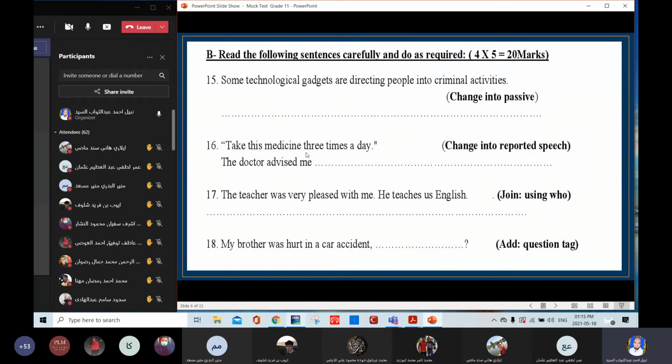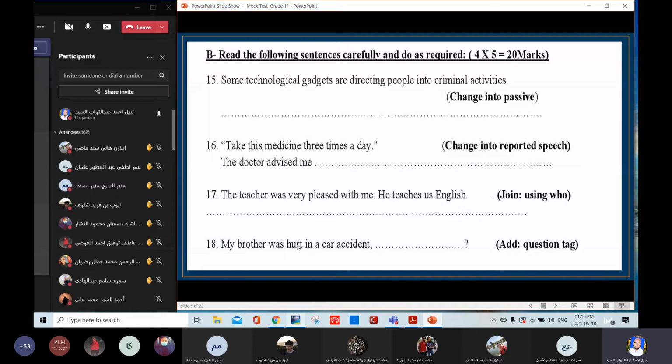The second exercise here, this is direct speech or actual words. You are going to change it into reported speech or indirect, but begin with the doctor advised me. Note the sentence in brackets: is it a statement or a question or imperative? And the third one, these are two simple sentences. You are going to join them using who. Here the teacher and he refers to the teacher. Join these two sentences using who.